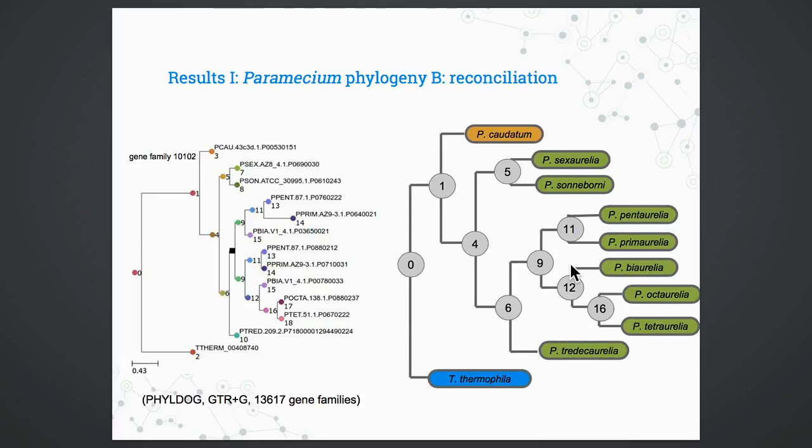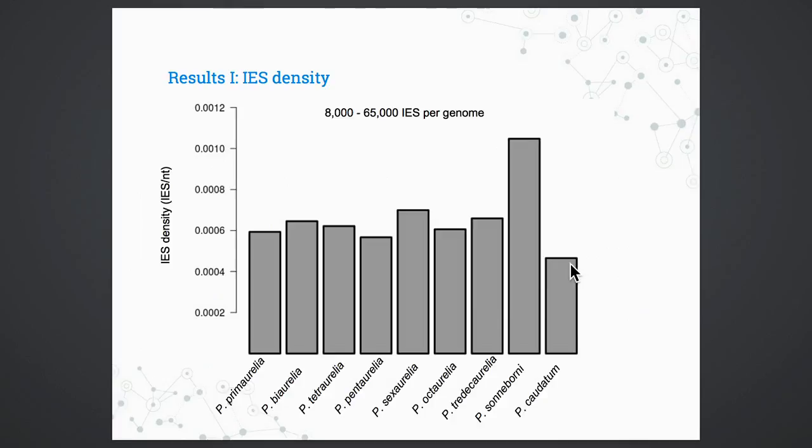Now, having this basis, which is the history of each gene family for all the species, there are a number of downstream analyses we can do. I'm here only focusing on the IESs, just to describe the picture of how IESs look in these species. We have more or less the same number, tens of thousands, in each genome. A few exceptions are Paramecium caudatum, which has a lower density, and Paramecium sonneborni, which has a much higher density of IESs.